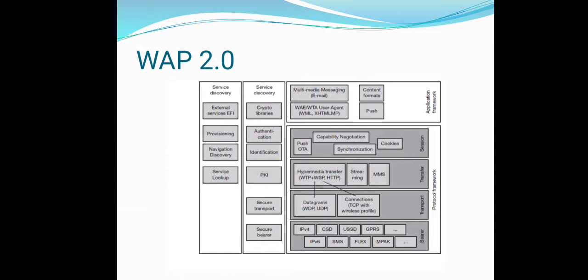Hello students, today we'll discuss the Wireless Application Protocol. This WAP 2.0 is the version 2 protocol, and it was established in July 2001.